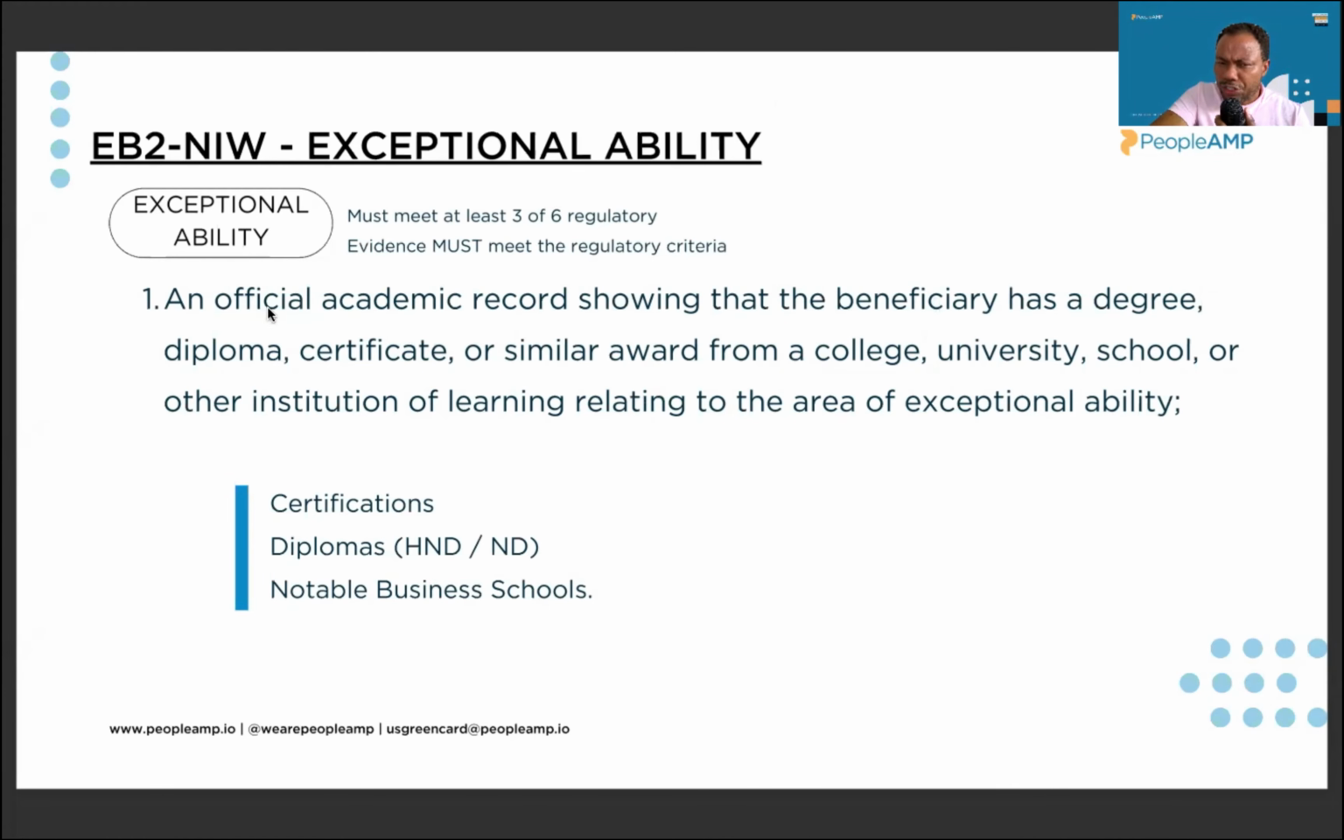Now, number 1 is that you need to prove that you have an official academic record that shows that the beneficiary has a degree, diploma, certificate, or similar award from a college, university, school, or other institution of learning relating to the area of exceptional ability. Let me just tell you from experience what it means. If you look at what is put here, I want to call a clause out for you that might really help you. Now, please take note of this.